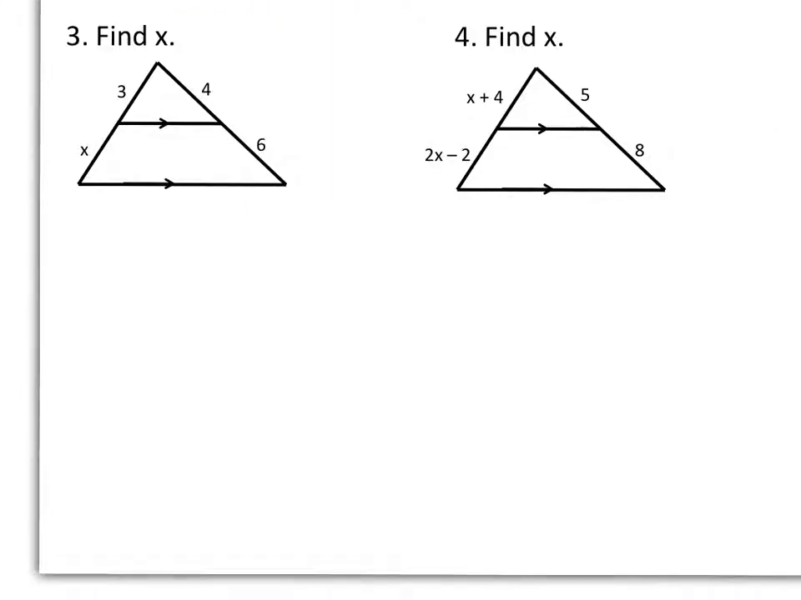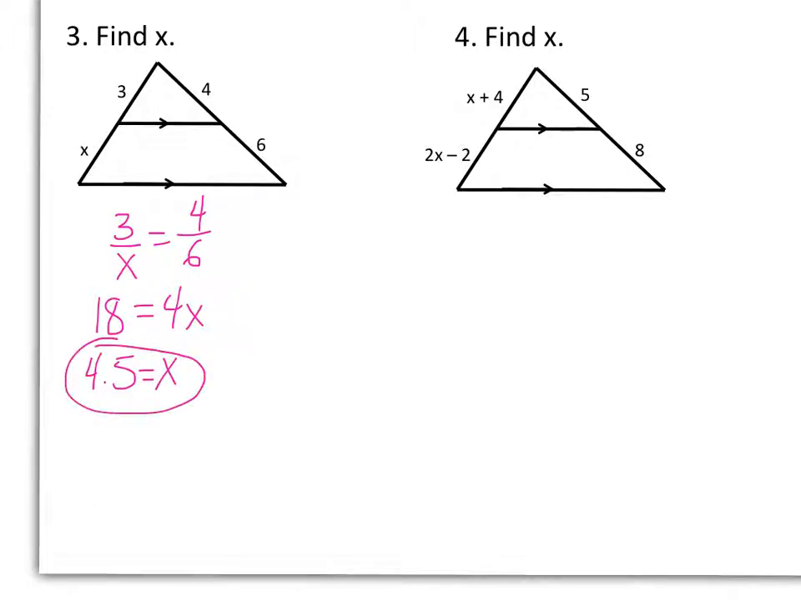Same idea in my next example. I can say 3 over x is to 4 over 6. So I can put top over bottom equals top over bottom. Then taking the cross product, 18 equals 4x. Divide by 4. 4.5 equals x.